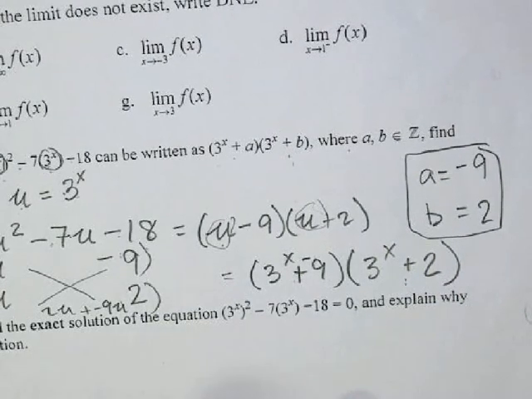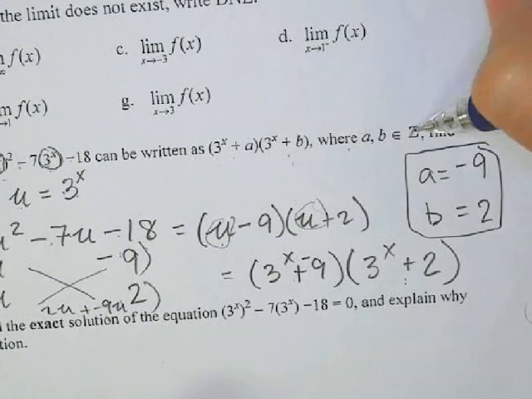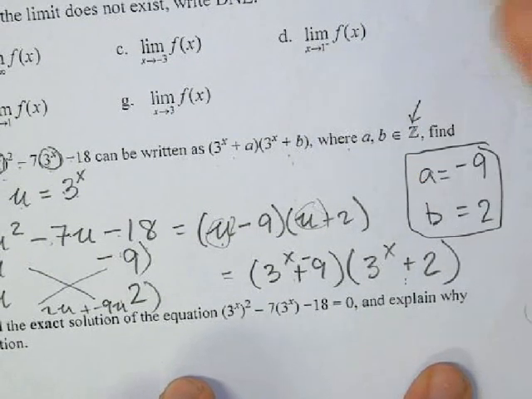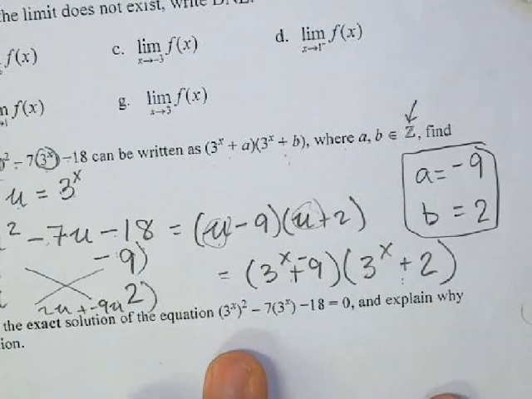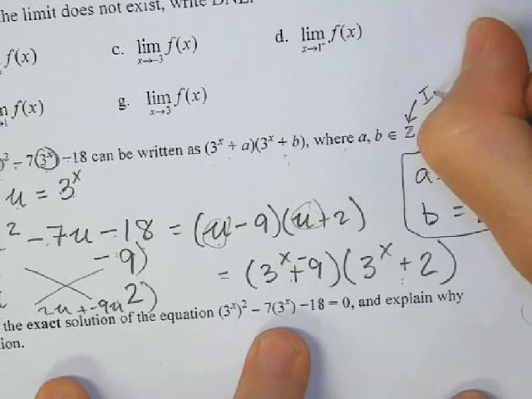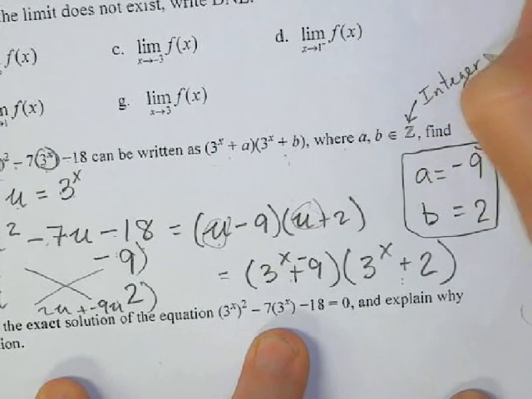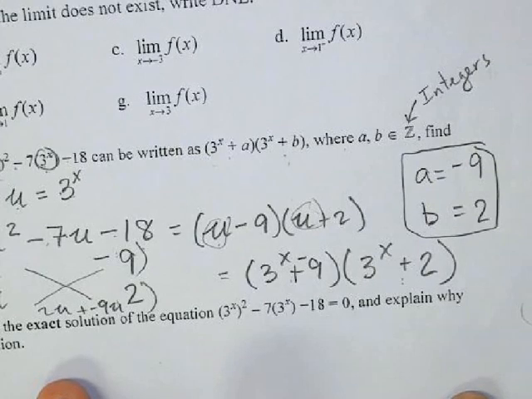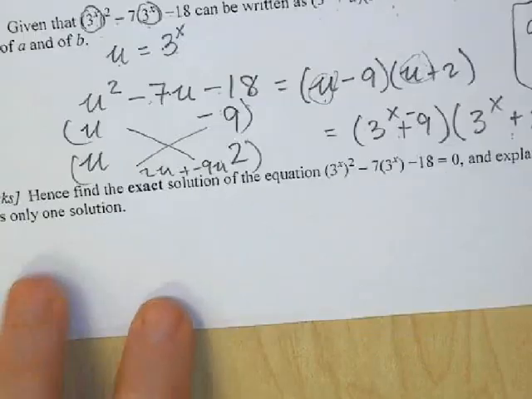And that's it. And z means integers. The letter z, I gave you a packet with all these symbols, and z means integers. So in other words, no fractions. We wanted an integer, and we found integers. All right, so hence, oh, there's more to this problem.